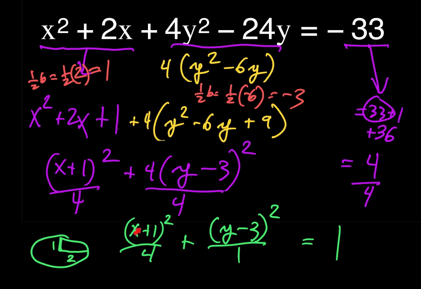Again, horizontal because the x has the larger number, and x is the horizontal axis. Y is the vertical axis in the y direction. Square root of 1 is 1, square root of 4 is 2.